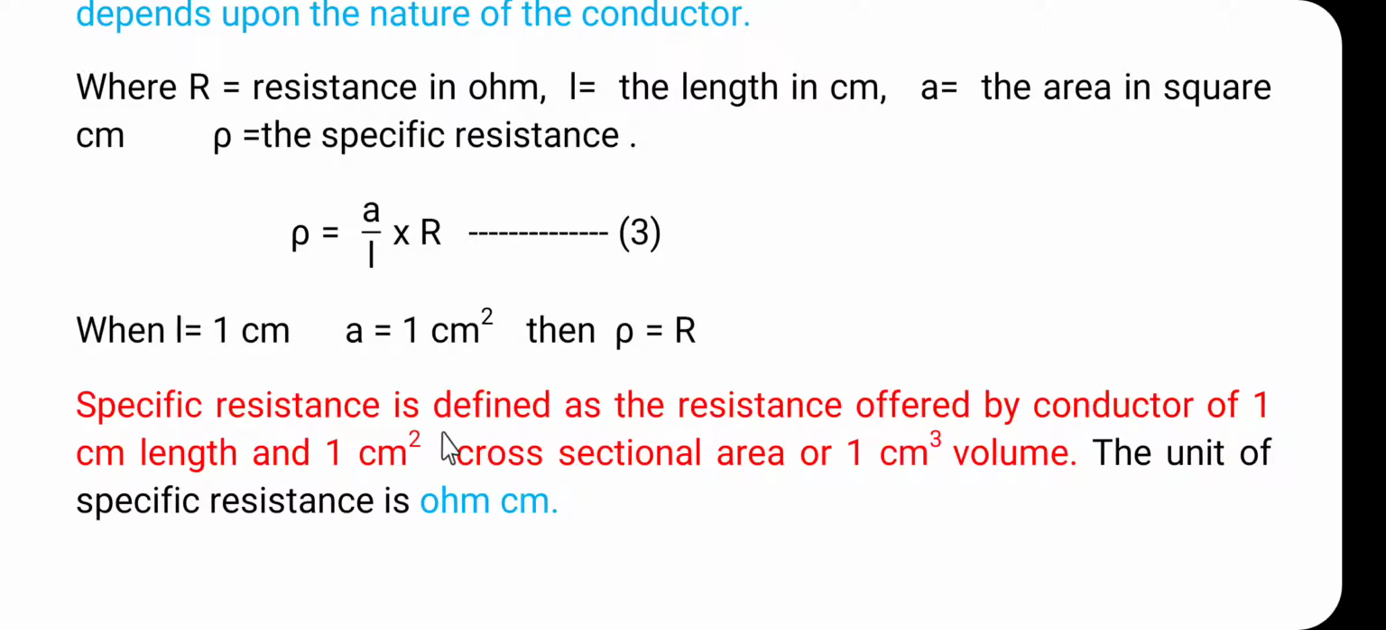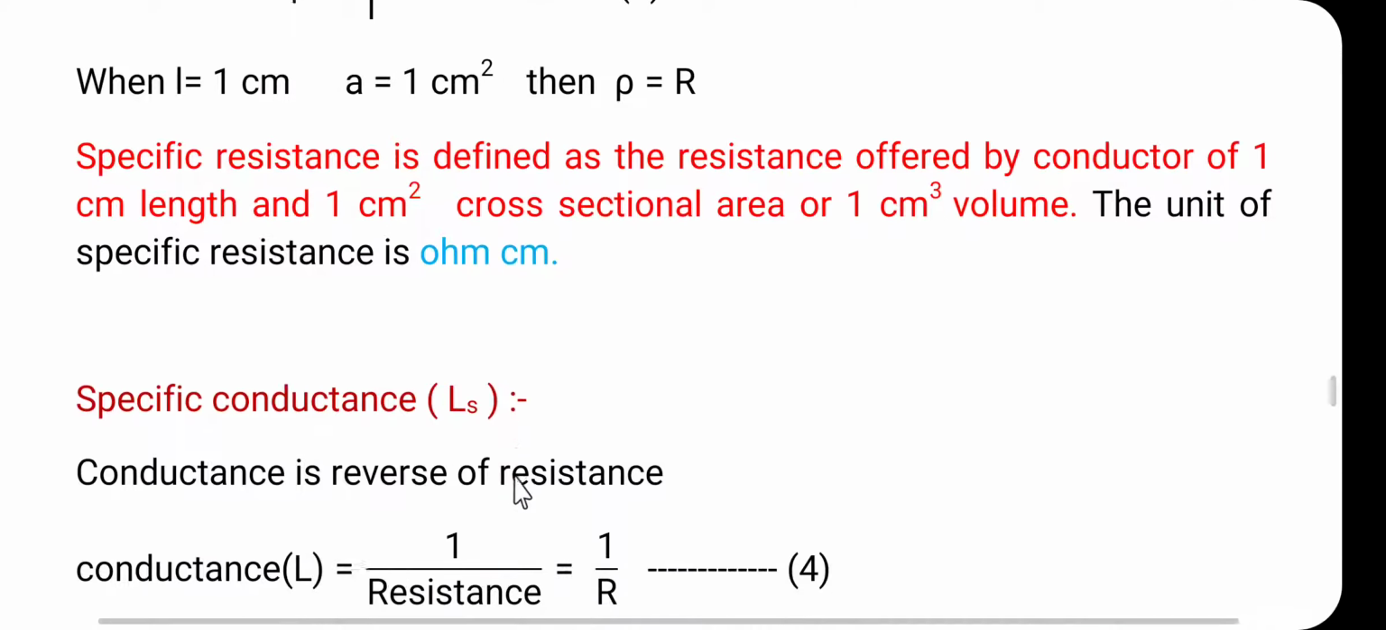What is the unit of specific resistance? Rho is equal to A upon L multiplied by R. A is the cross sectional area, expressed in centimeter square, and L is the length, expressed in centimeter. So centimeter square divided by centimeter gives centimeter, into R. R is expressed in ohm. So the unit of specific resistance is ohm centimeter. This was the second term in electrolytic conductance, the specific resistance.